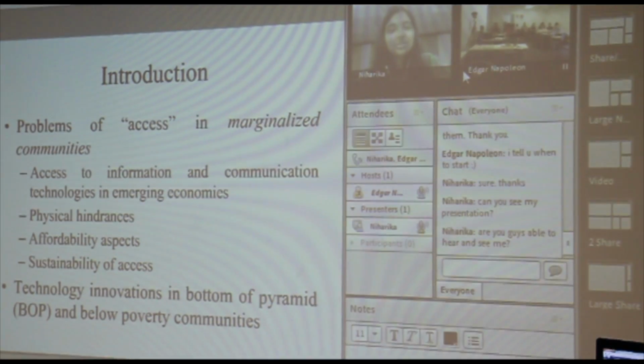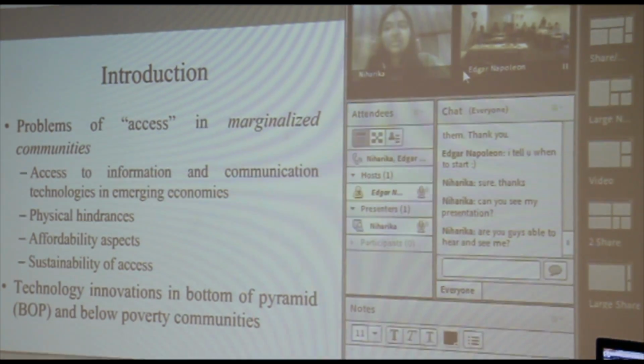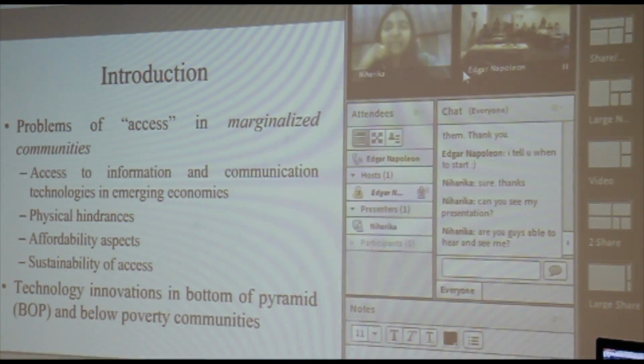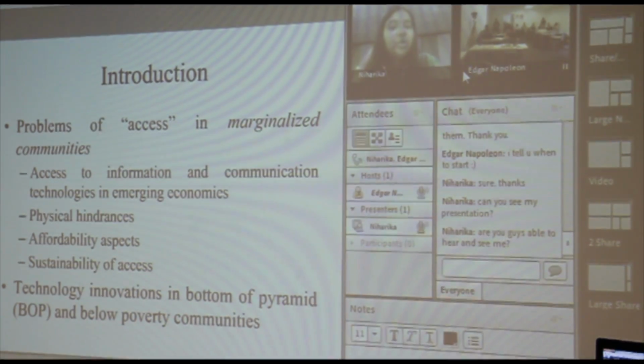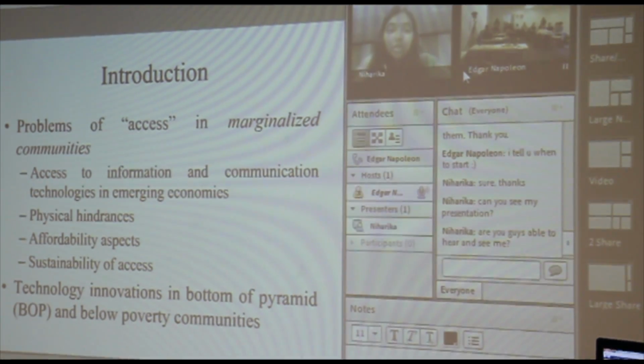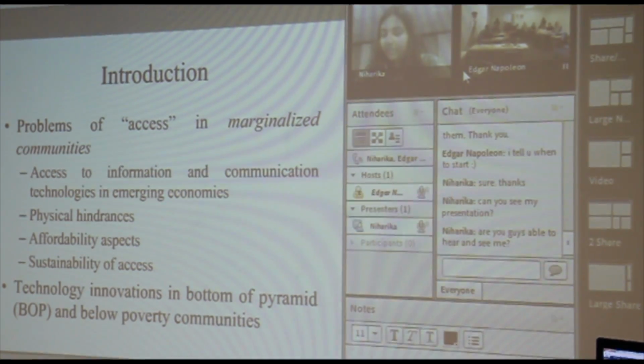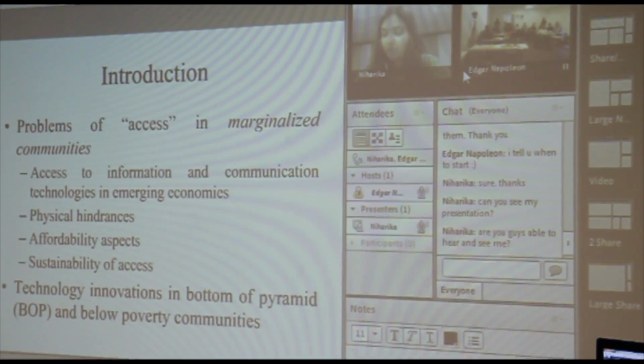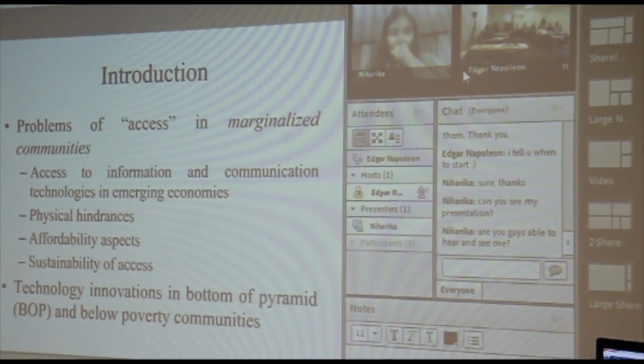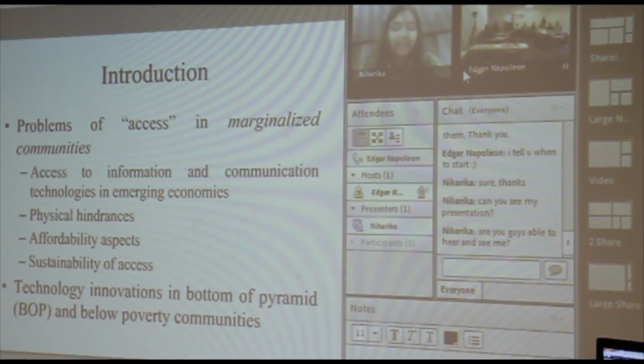Then the access is also hindered because of sustainability. Even if you have the access, how long will you be able to sustain that access, and do they see any benefit out of it? That is also a major hindrance in terms of adopting the technology and seeing the utility out of that information, and how they can get benefited in the long run.